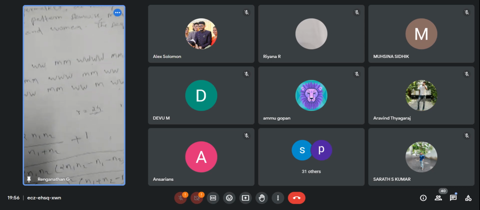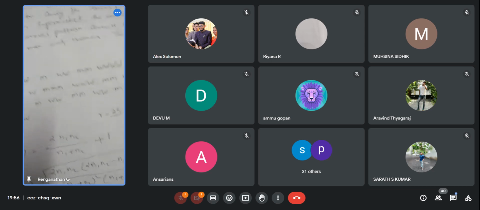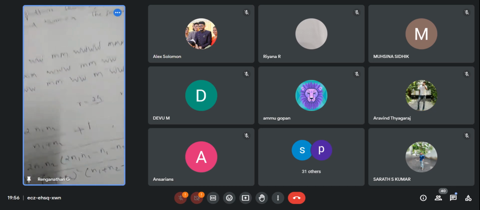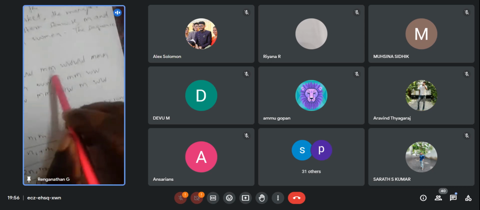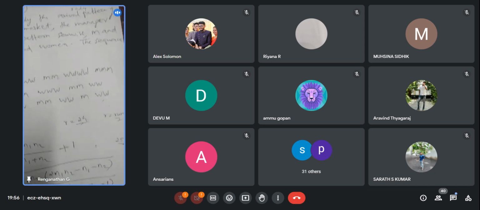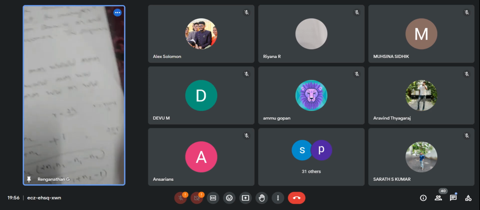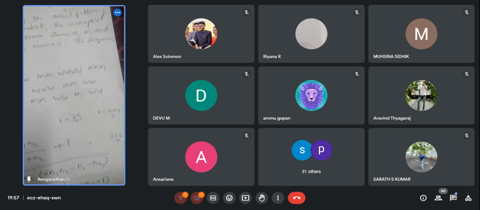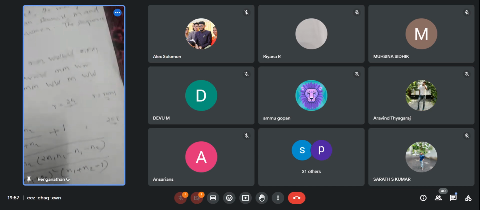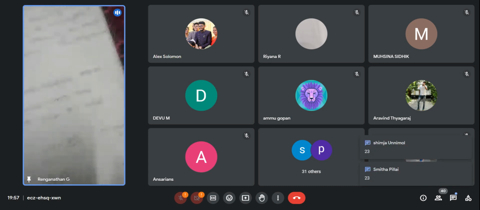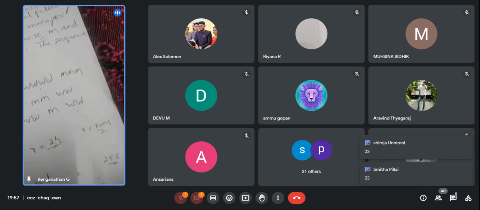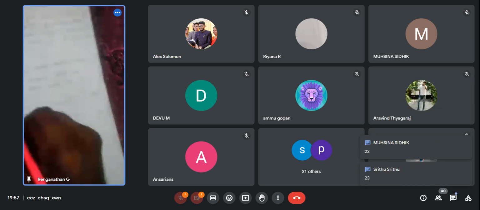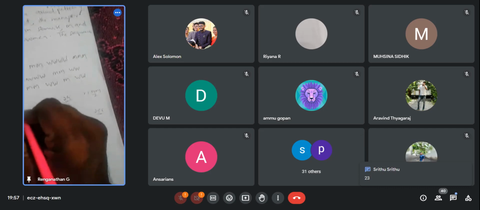Okay. Now count how many M's there are in the question. M. How many? 1, 2, then 3, 4, 5. In this way, how many M's are in the question? Count that. Okay, 23. So N1 is equal to 23.